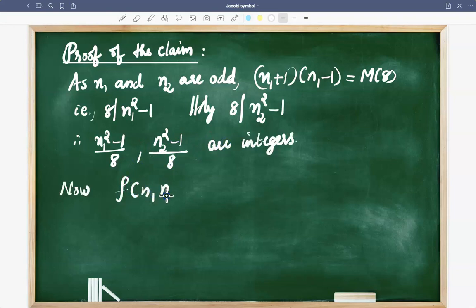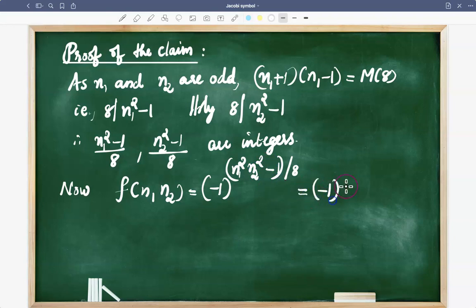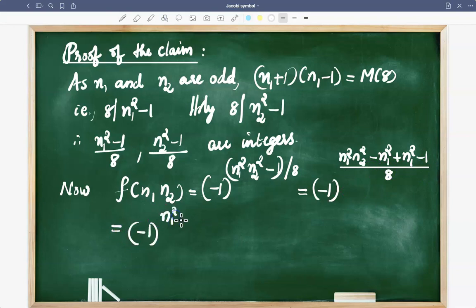Now, we can write f of n1 n2 as minus 1 raised to n1 square times n2 square minus 1, divided by 8. Here, in the numerator, we can add and subtract a term, say n1 square. Then we can express the same value as n1 square times n2 square minus n1 square plus n1 square minus 1, upon 8. This can be expressed as n1 square times n2 square minus 1 by 8, by taking only the first two terms and grouping them together.